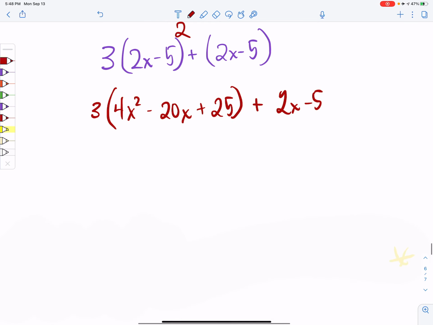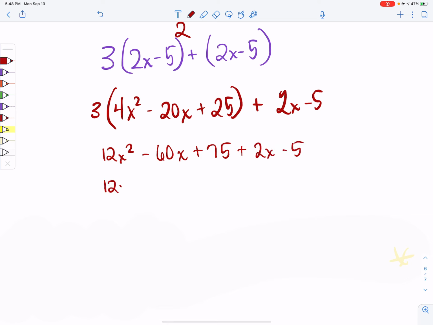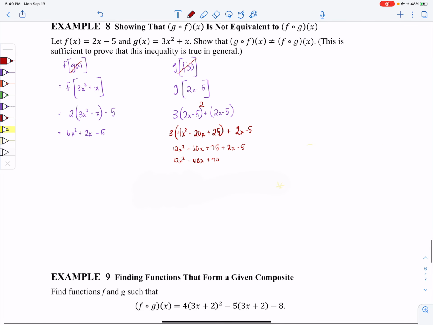Distribute your 3, so that'll be a 12x squared minus a 60x plus a 75 plus a 2x minus a 5. And let's combine like terms. So we have a 12x squared minus a 58x plus a 70. All right, and we can see there then that these guys are not equal to each other. So see, even the teacher makes mistakes.